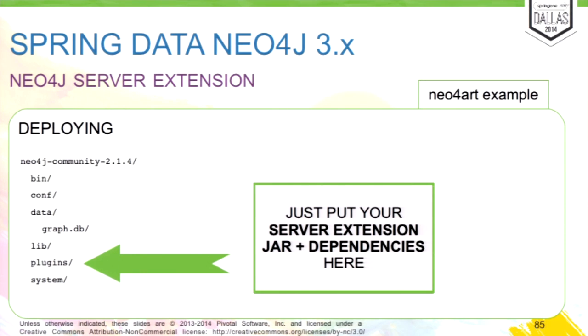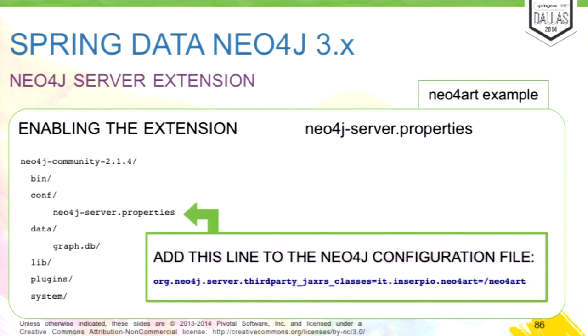When you build a server extension, you just have to compile and you will obtain a jar that you have to copy inside the plugins directory. This is the place where you have to put your server extension. And then you have to indicate that you have a new server extension, and you have to provide a name for your extension. This is actually done by modifying the Neo4j server property files. You just have to add one line by specifying that Neo4art is the URL that exposes your Jersey resources.